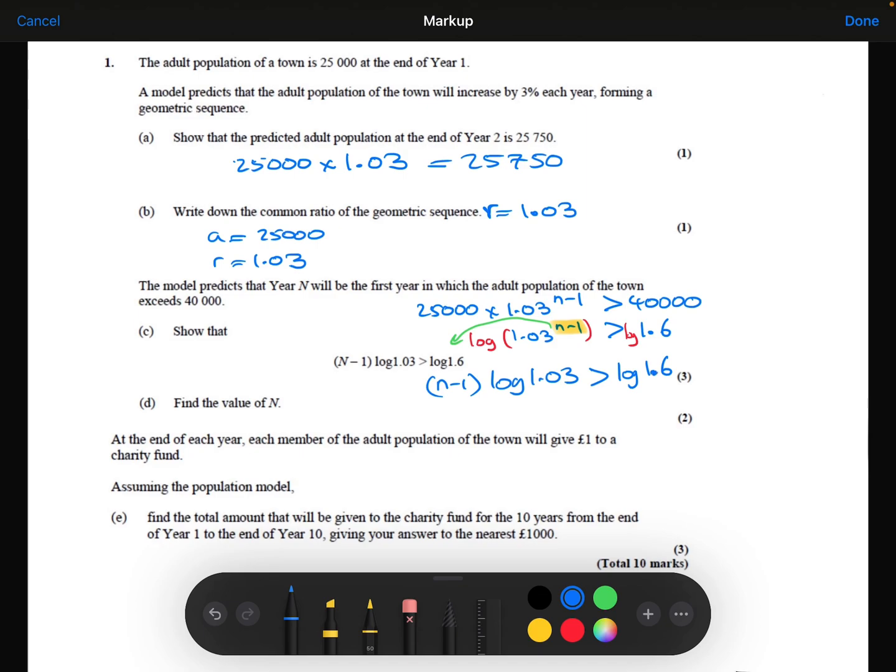For part D, find the value of n. Well, I can divide both sides by log 1.03. We should be careful at this stage because this isn't an equality. I do need to be sure that I've not just divided by a negative. But thankfully log 1.03 is a positive number. That's not negative, so I don't need to worry too much about that, but I should consider it.